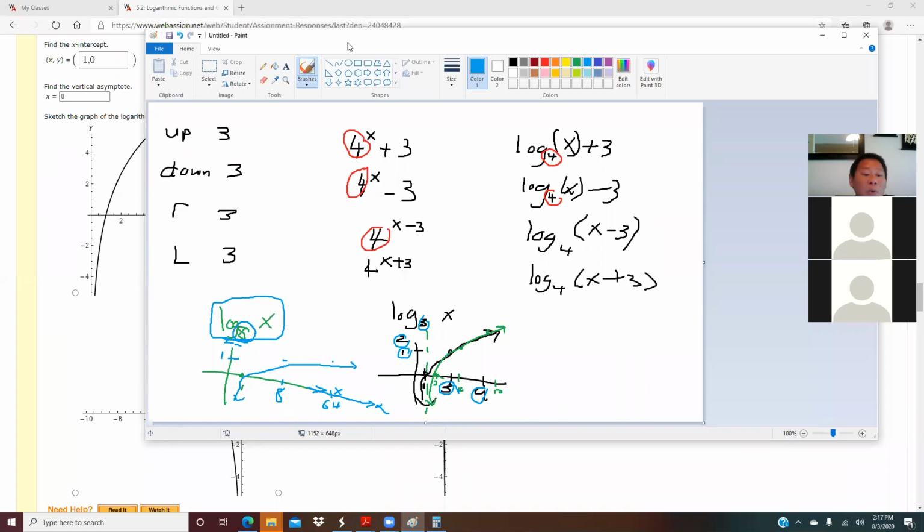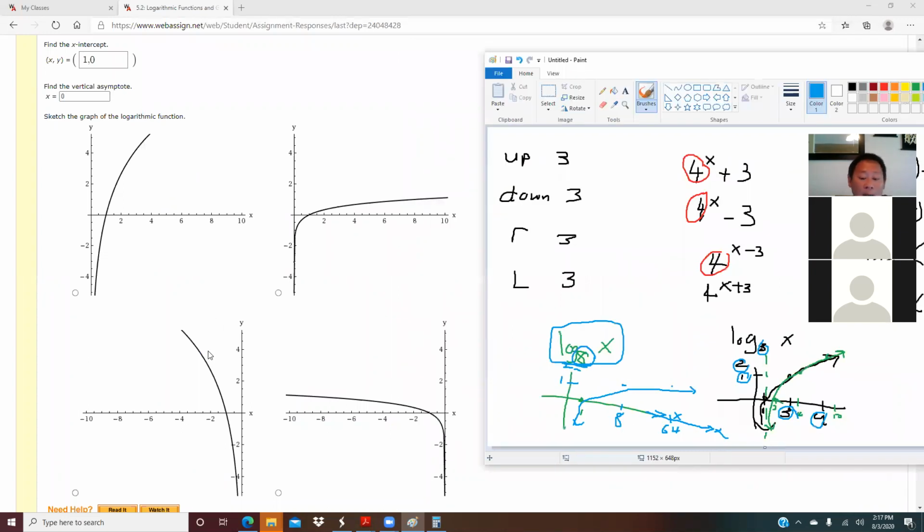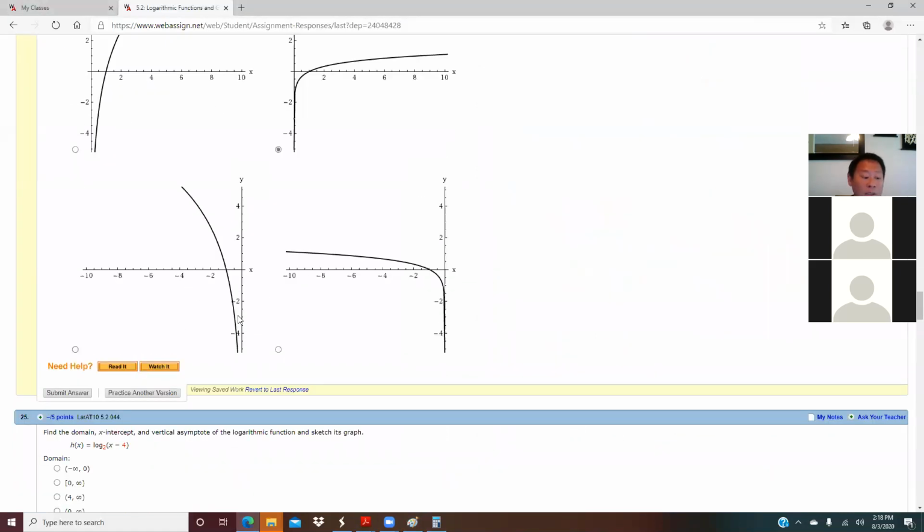So can you tell me which one gives you this graph? A, B, C, or D? That'll be definitely B, because you see 8 is not 1, it's a big number. So that's why your answer here is B in this case.